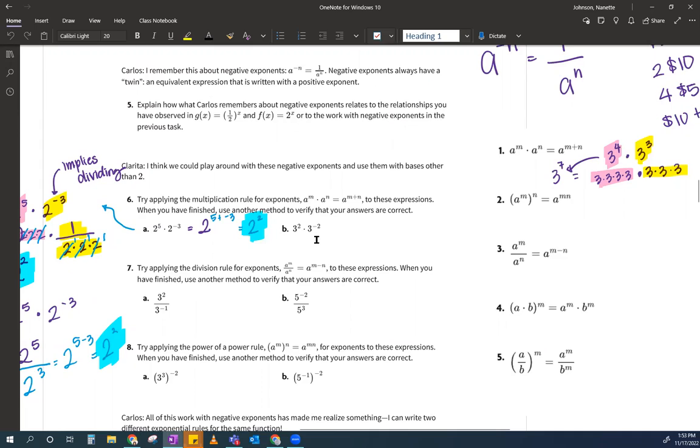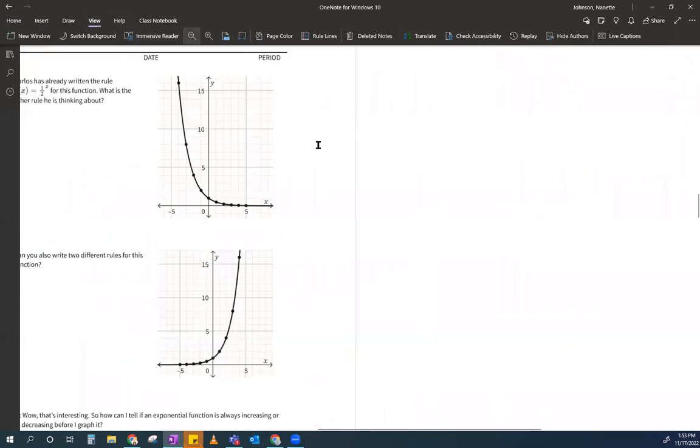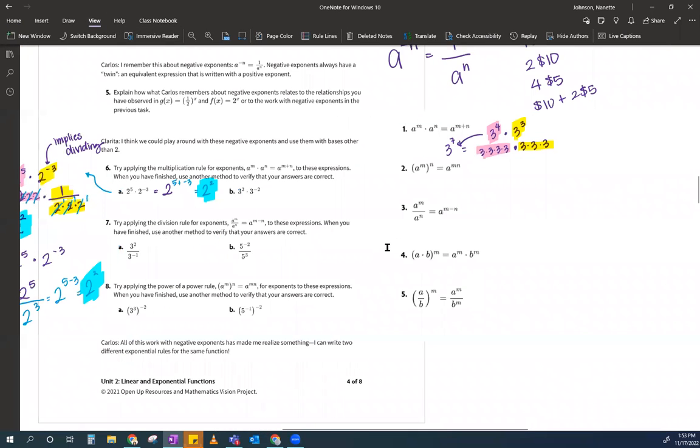Who remembers what a negative exponent implies? What does a negative exponent imply? Sorry, I'm just grabbing my sheet. Yes, very good. It means dividing, Miss Johnson. A negative exponent means to divide, that you're going to be dividing by that many factors.